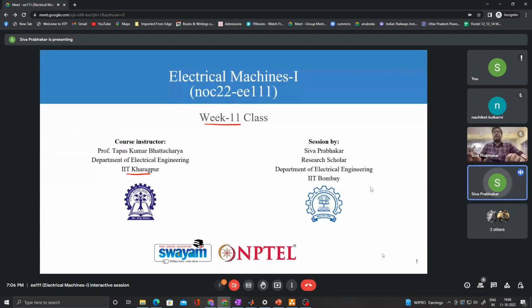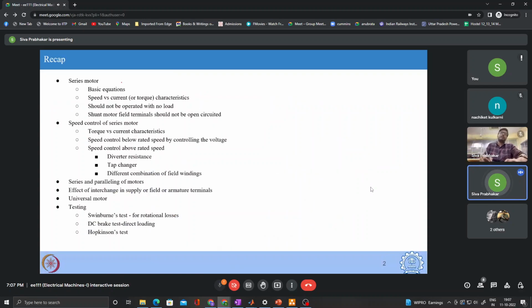This is basically a doubt clearance session as well as a problem solving session, where I will be solving some of the problems as well as clearing the doubts related to the topics covered in the particular week. So, a quick recap of the topics covered in the particular week. The session mainly included discussions on series motor.